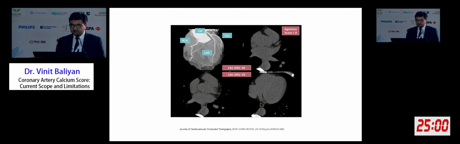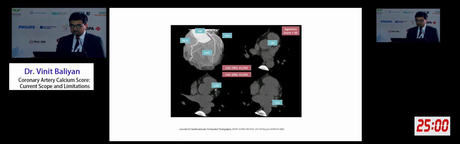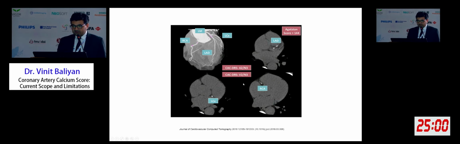So here are some examples. I've taken them from the original publication for CAC-DRS. So in this patient, there is no calcium and no vessel involved, so it's A0/N0. And in this patient, there are 3 vessels involved, but the calcium score is 45, so it's A1. Visually, it also looks mild, so A1 or V1/N3.